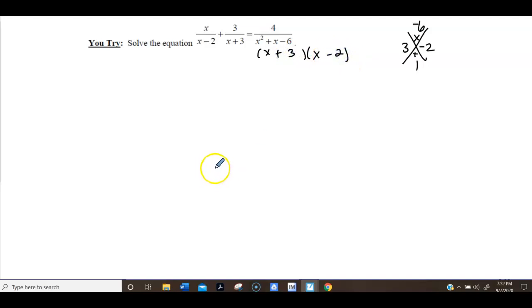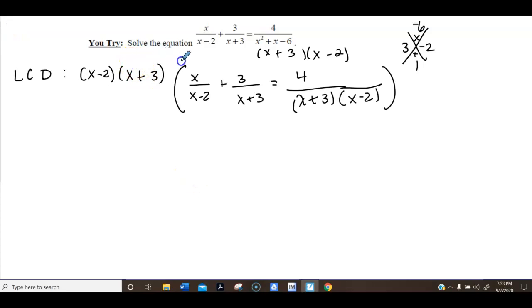All right, so from there, the LCD, you have an x minus 2, you write it down. You have an x plus 3, you write it down, because you want those to cancel. Now these are identical, so you don't have to write it down. So we're going to multiply this whole equation by the LCD. Make sure you take this and multiply it by every single fraction. So doing that, you always want all of the denominators to cancel out.